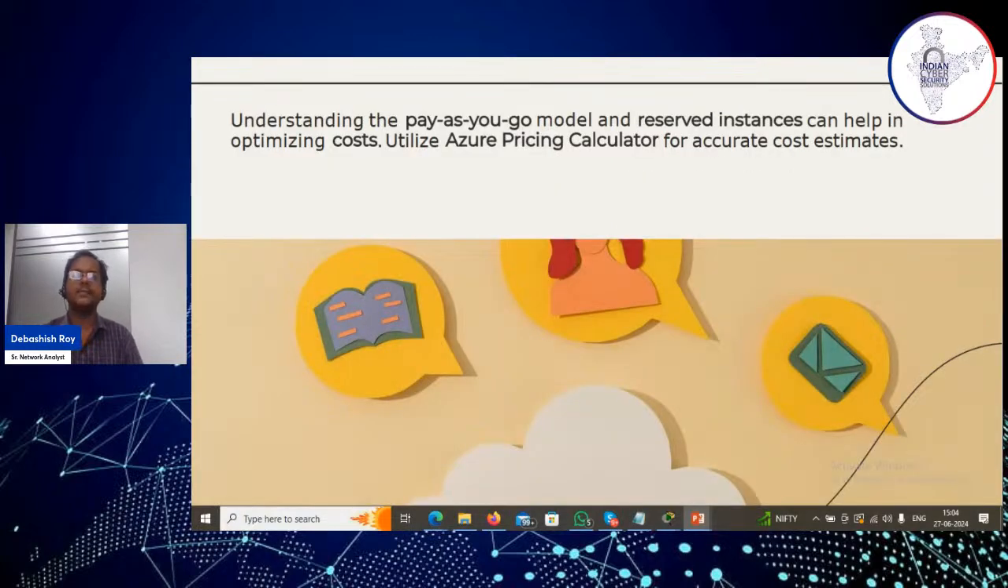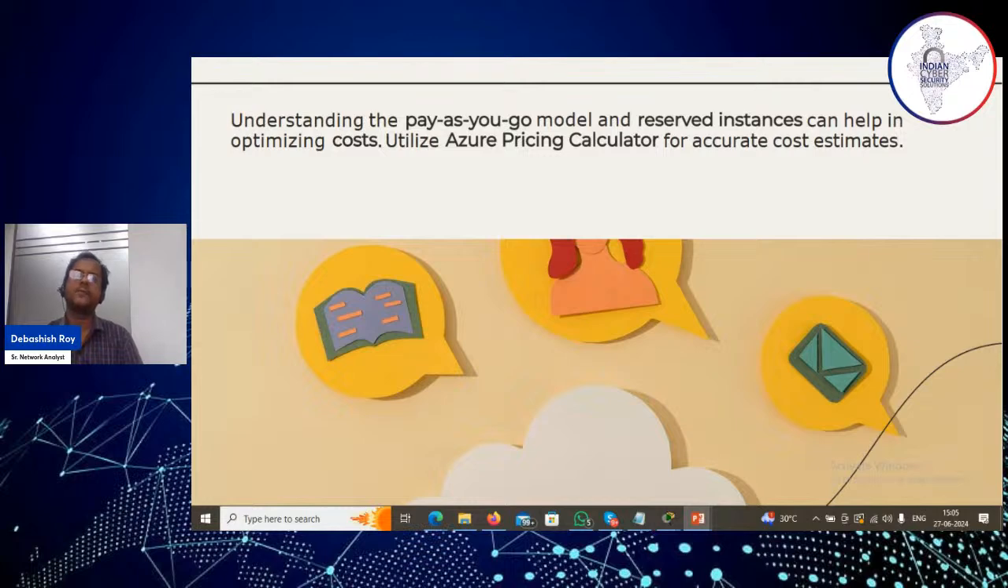Understand the pay-as-you-go model and reserve instance can help in optimizing costs. So you have some, say, $200 credit as per the free account. Whenever you make an account, you get that $200. Now, after using that amount, after crossing that amount, your account enters the pay as you go model.